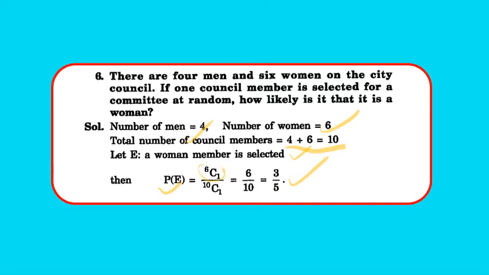What is 6C1? 6C1 is that we have selected one woman out of 6. And what is 10C1? That is we are selecting one from the total 10. We learned this in the chapter combination. Okay, so pause and note down the solution.